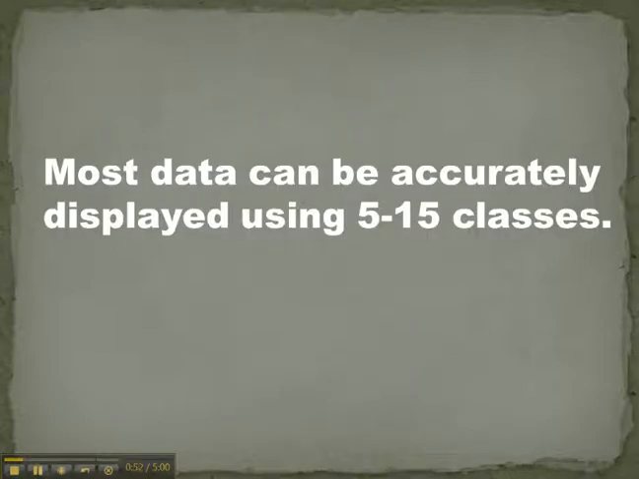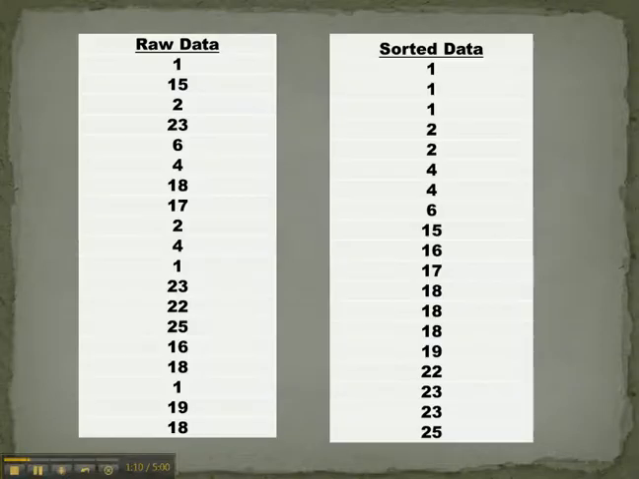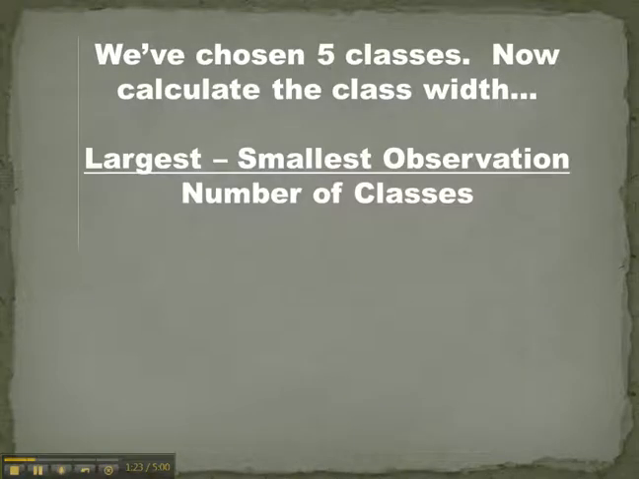But how many data classes is the question? Most data can accurately be displayed using somewhere between 5 and 15 classes. 5 is considered a minimum, and 15, possibly as many as 20 if it's a really large data set. How many classes you use depends on the data, how many values are in it, and how it's spread out. So if we look at the sorted data again, we can see it goes from 1 to 25. We know that we could probably get away with just the minimum of 5 classes in here because it divides in pretty evenly. So we've decided on 5 classes.